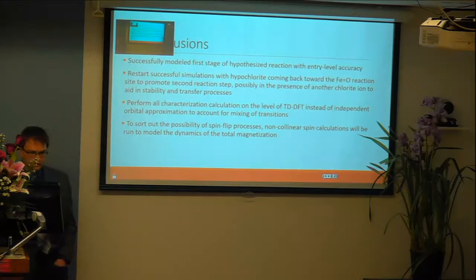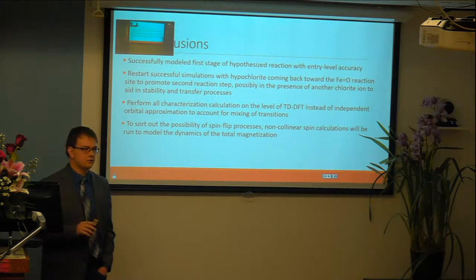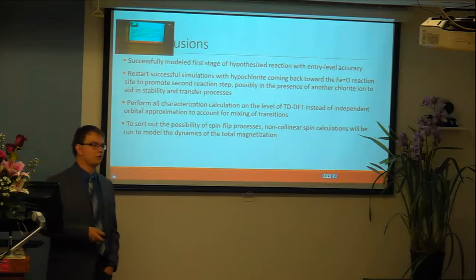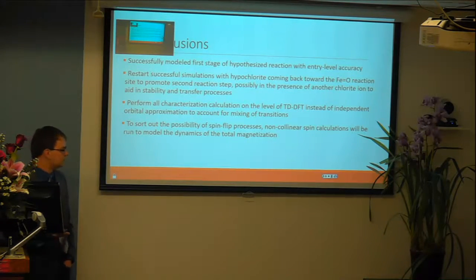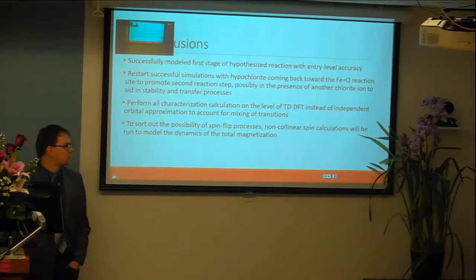Sorting out the possibility of spin flip processes is also very interesting for this reaction, because in any transition metal you can of course go high spin, low spin. Given this happens, you can use non-collinear spin calculations, which are much more expensive, but allow for an interesting magnetization vector, a time-dependent magnetization vector, which might be very interesting to look at as well.